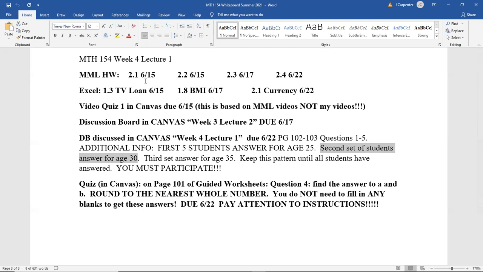If you're student 11, you're answering question 1 for age 35. If you're student 16, you're answering question 1 for age 40. So even if I had 1 million students, they could just keep answering. Every 5 students would just bump up the age by 5.